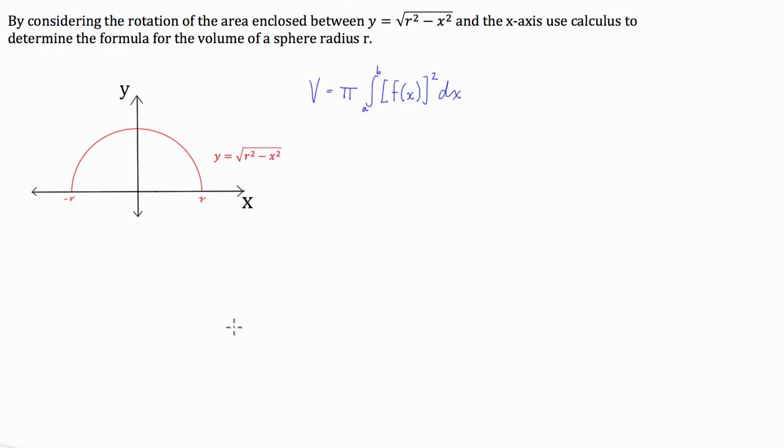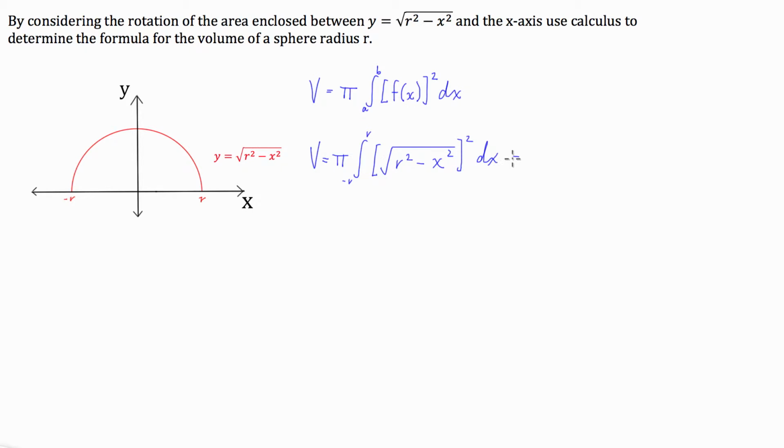So we're just going to change color. We're going to input this into this formula. We have these upper and lower bounds for our integral, and it becomes quite simple from there. So the volume is going to be equal to pi times the integral from negative r to r of the function, which is the square root of r squared minus x squared, and then we're just going to square that, dx.